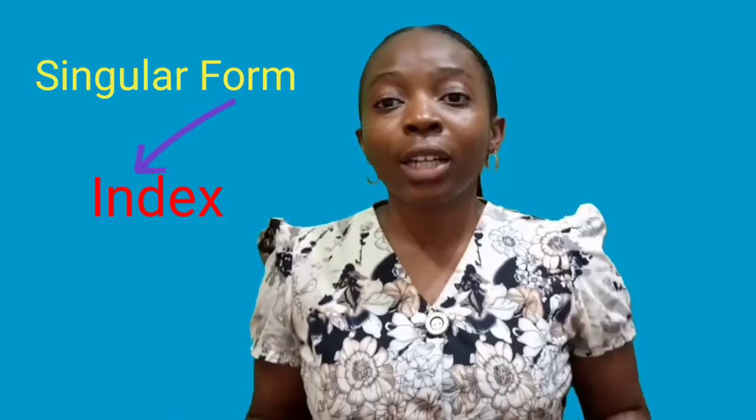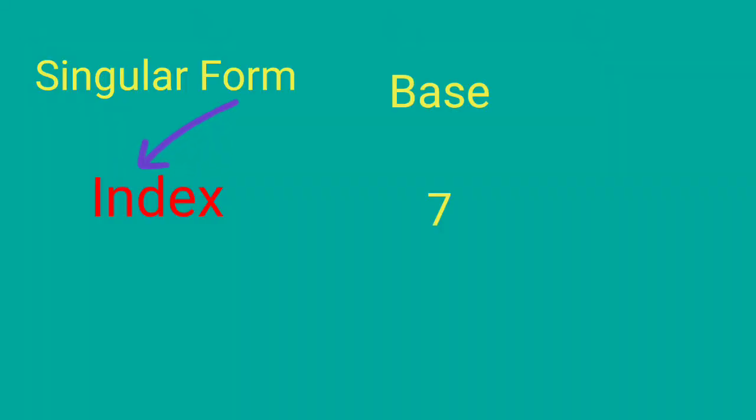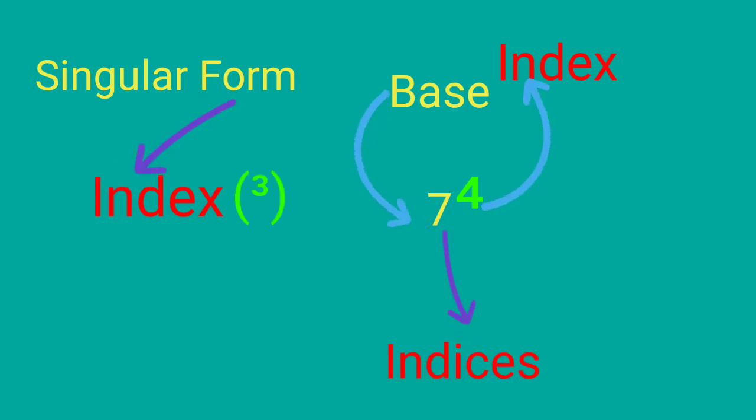Now, think of it. You hear of index, indices. What's the difference? They kind of sound alike, right? Index is simply the singular form of indices, and a combination of the base and the index gives you indices. So now that we know that, let's take a look at how this can be applied in mathematics.